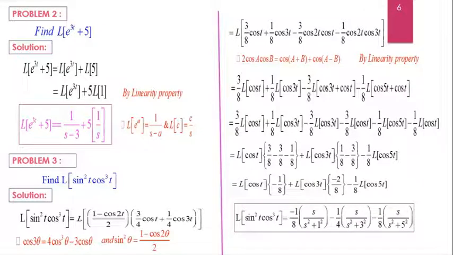Now since we know the Laplace formula of cos at, we write it as Laplace of sin square t cos cube t is equal to minus 1 by 8 into s divided by s square plus 1 square, minus 1 by 4 s divided by s square plus 3 square, minus 1 by 8 into s divided by s square plus 5 square, because Laplace of cos at is nothing but s divided by s square plus a square.